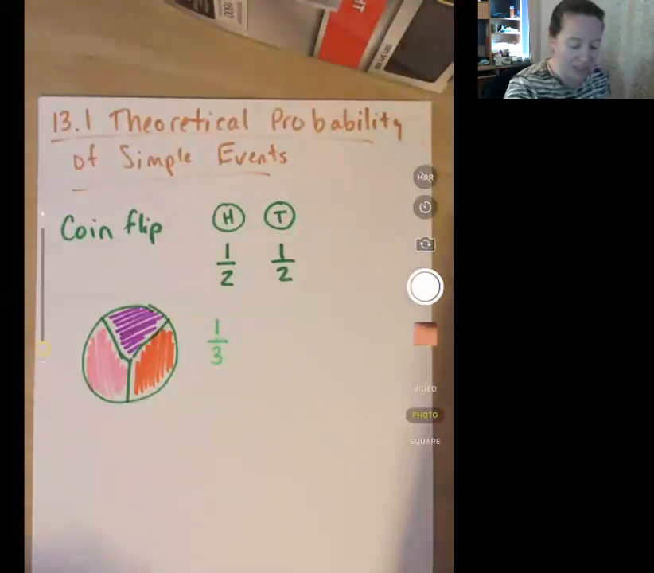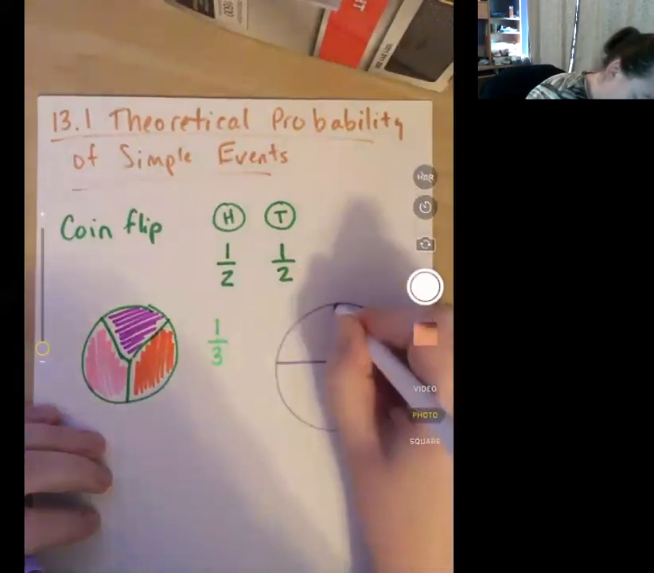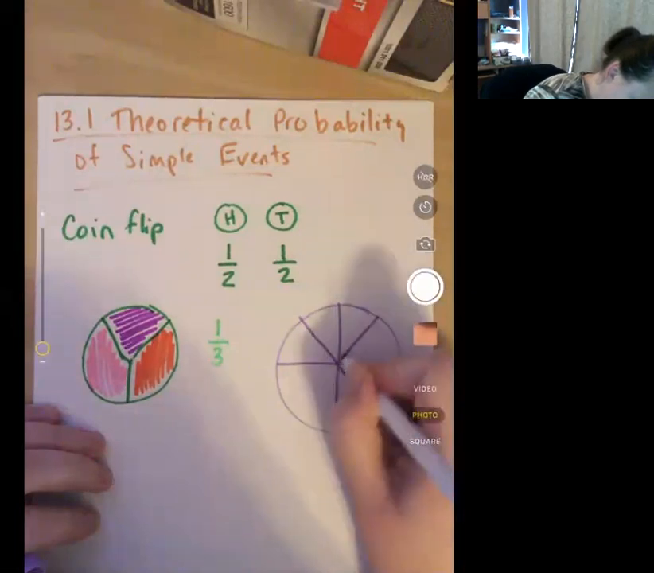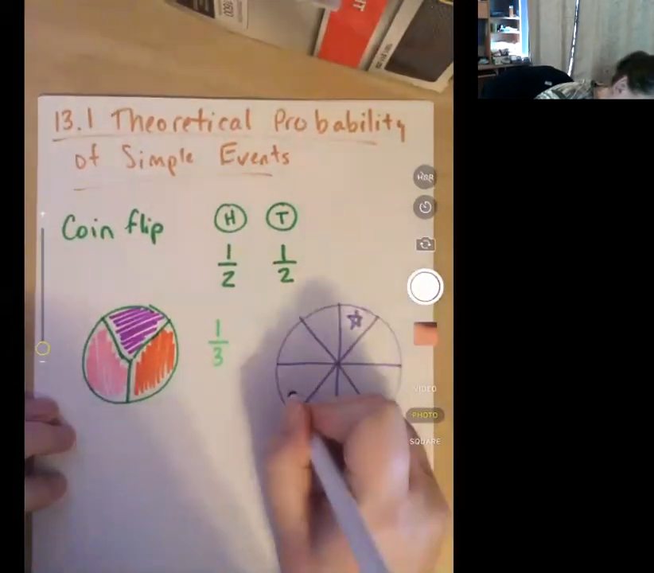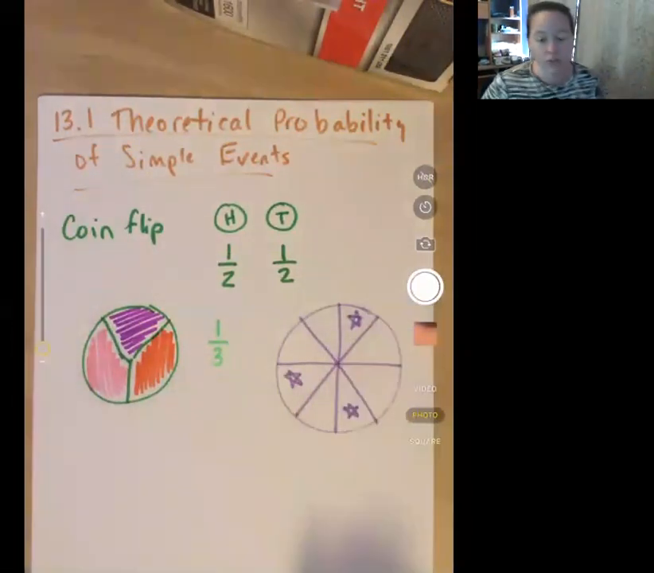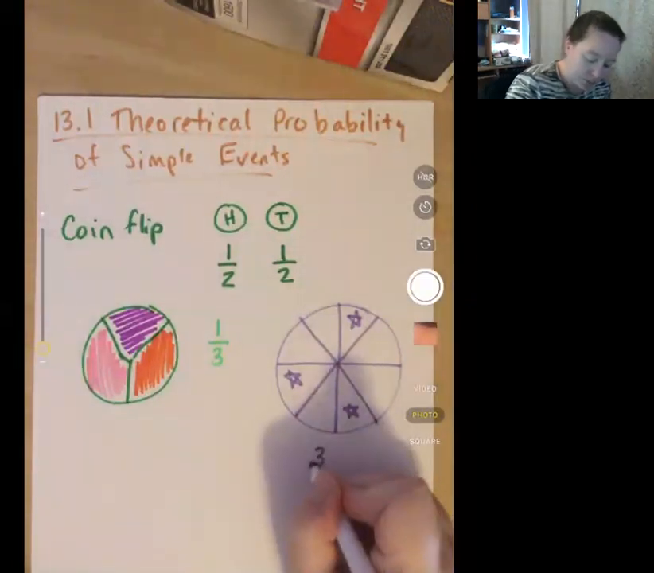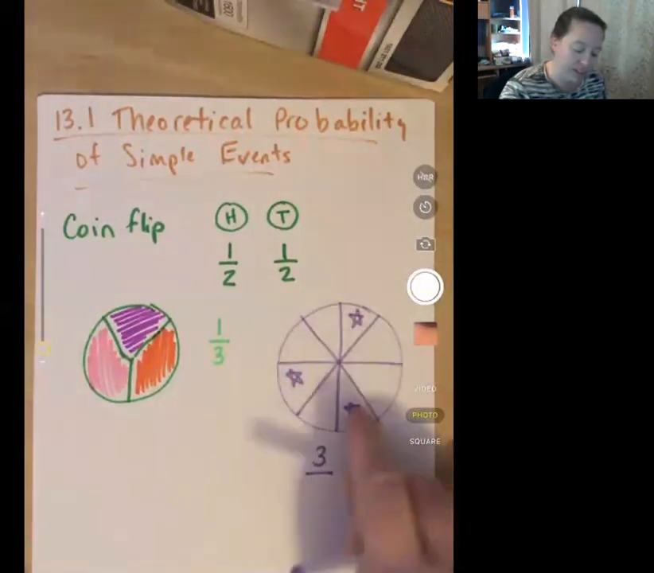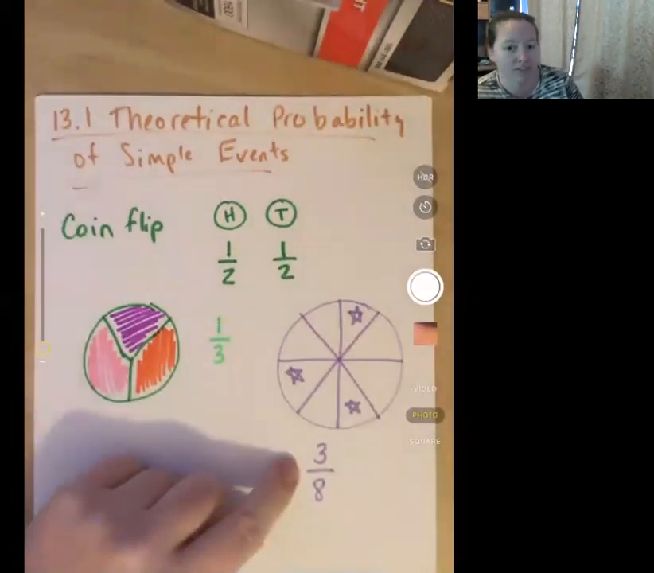Now, if I had something that was more like this, we do a lot of things where we have spinners. Okay, so I just cut that one into 8 pieces, and I'm going to put a star into this one, and into this one, and into this one. So if I asked you what the probability of us spinning and it ending up on a star is, I have 1, 2, 3 stars out of 1, 2, 3, 4, 5, 6, 7, 8 chances. So 3/8 is my probability. How many do I actually have out of how many total chances? So 3/8 is my probability of landing on a star.